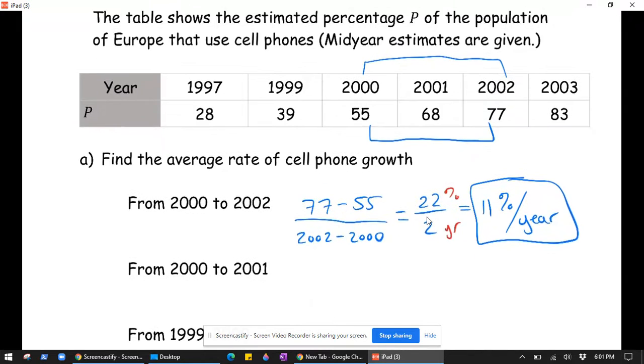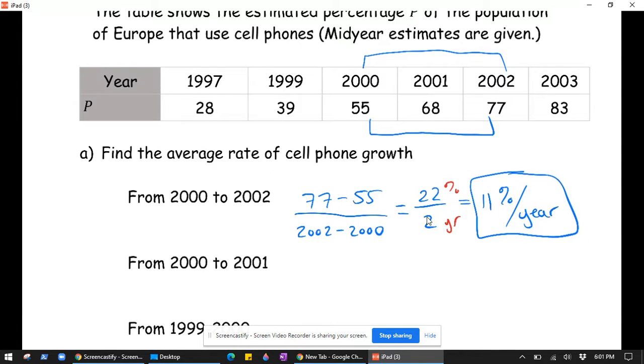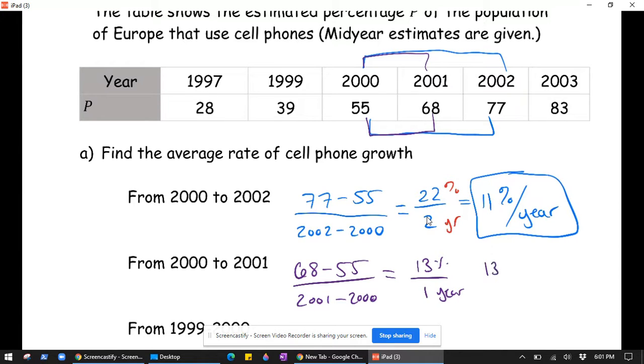Between 2000 and 2001, it would be this rate of change, so it's 68 minus 55 divided by 2001 minus 2000. And in this case, that's a difference of 13% per 1 year, so 13% per year. Okay, again, these are averages.